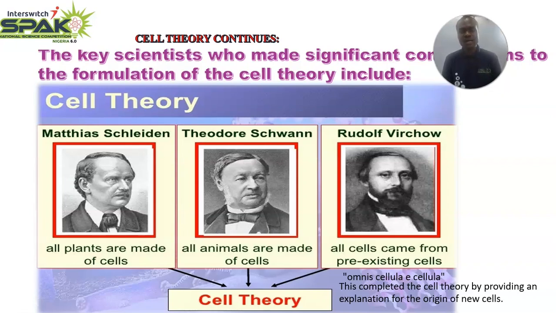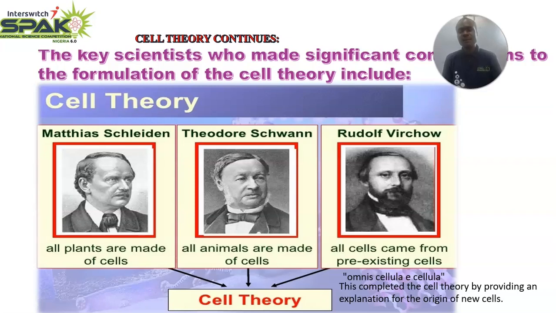Since living things consist of plants and animals, that means all living things are made up of cells. If the bodies of all plants are made up of cells, and the bodies of all animals are made up of cells, that means the body of all living things consists of cells. So that was when we had the first statements: the cell is the basic unit of life, and all living things are made up of cells.